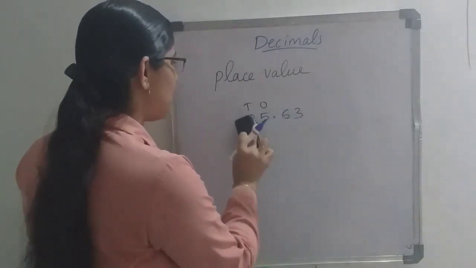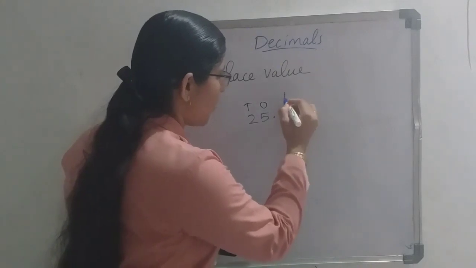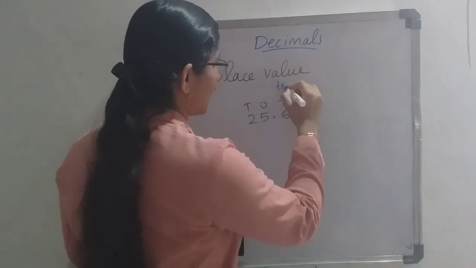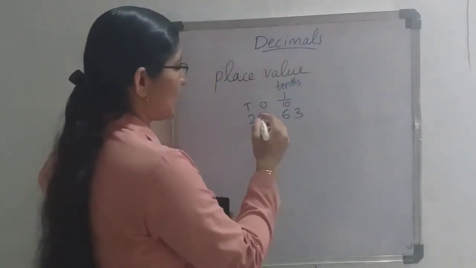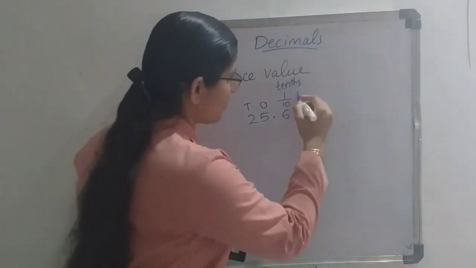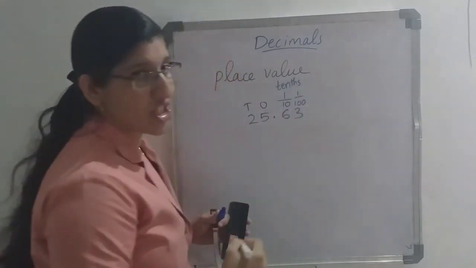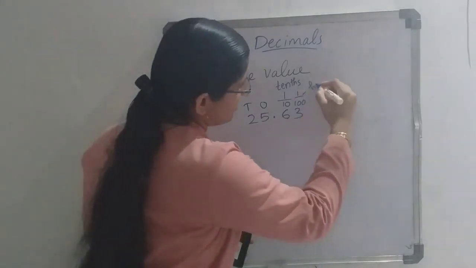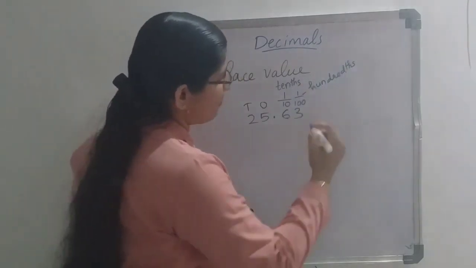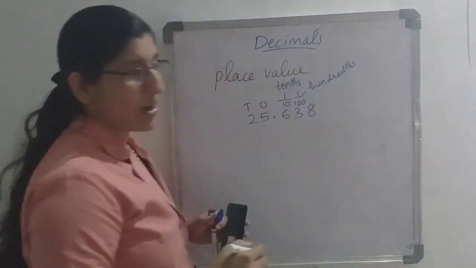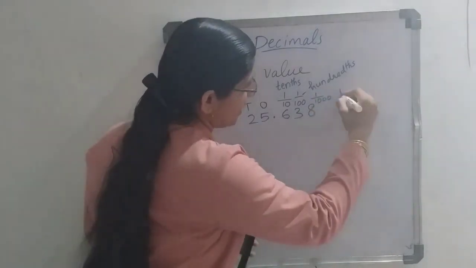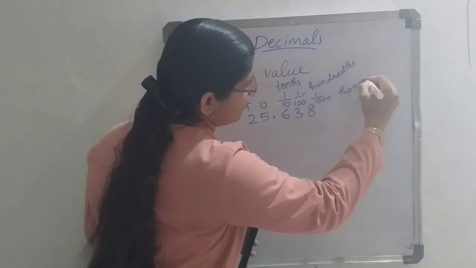The place value of 6 is 1 by 10. We can say 1 by 10, or we can say tenths. Not tens, it is tenths. There is no ones in the decimal. Then next, the position is 1 by 100, that is, we can say hundredths. If I am writing one more number, 8, what will be the place value of that 8? It is 1 by 1000, or we can say thousandths.